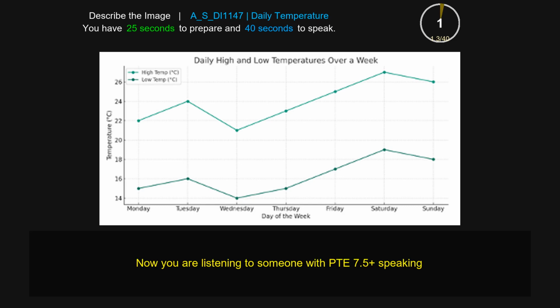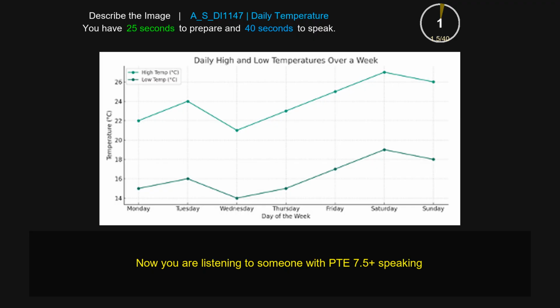The line graph is about daily high and low temperatures over a week. The y-axis is about the temperature in degrees Celsius. The highest temperature was experienced on Saturday, which is 26 degrees Celsius. On the other hand, the lowest temperature was experienced on Wednesday, which is only 14 degrees Celsius. Overall, it's about the daily high and low temperatures over the week.